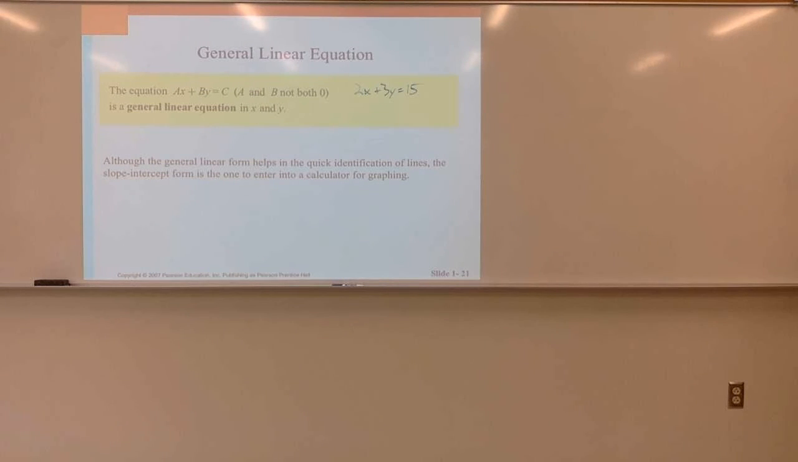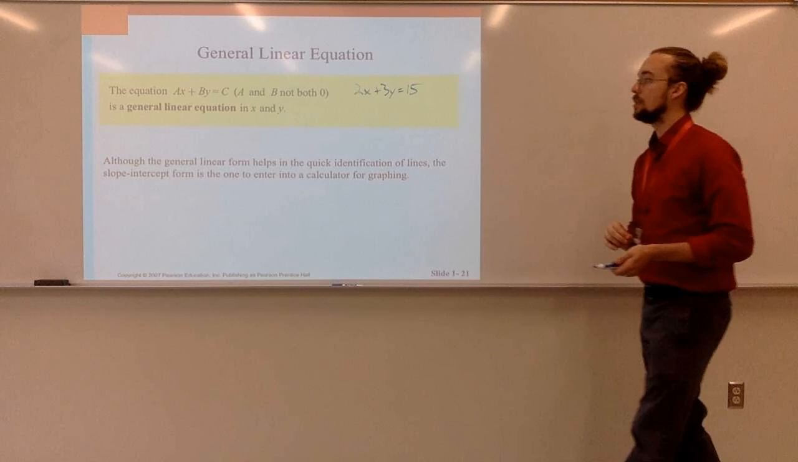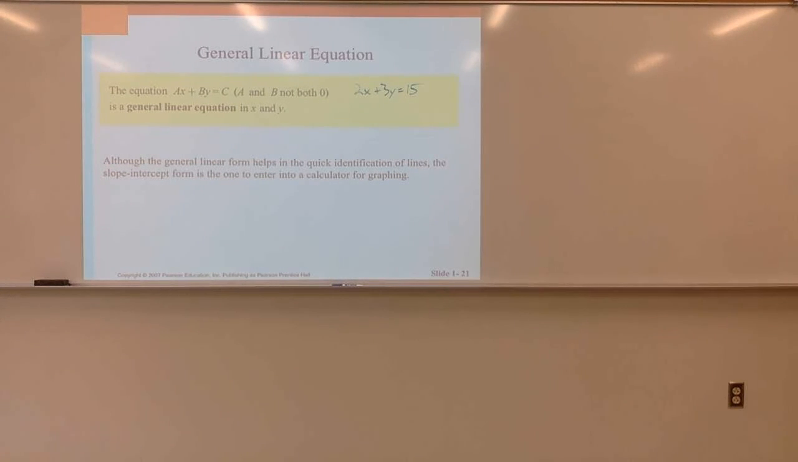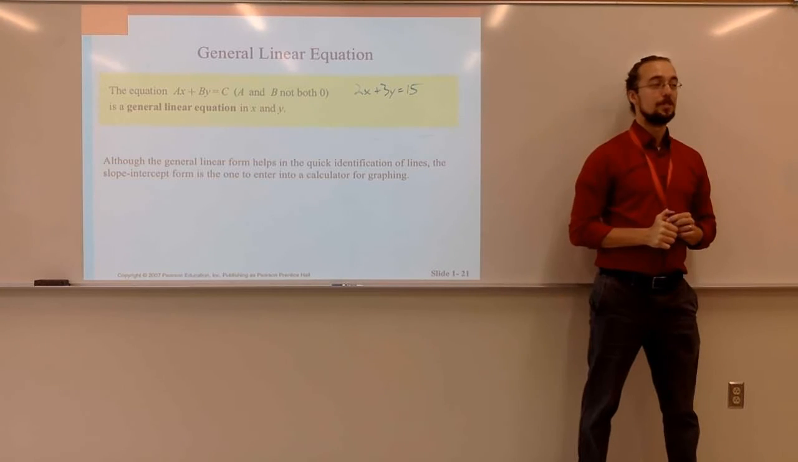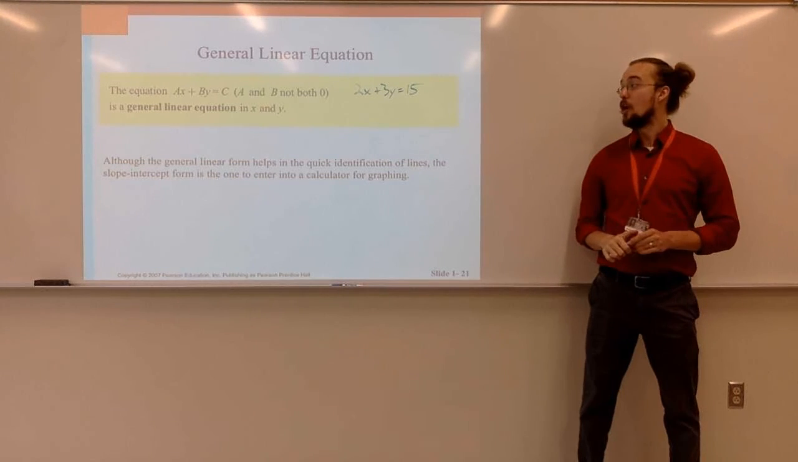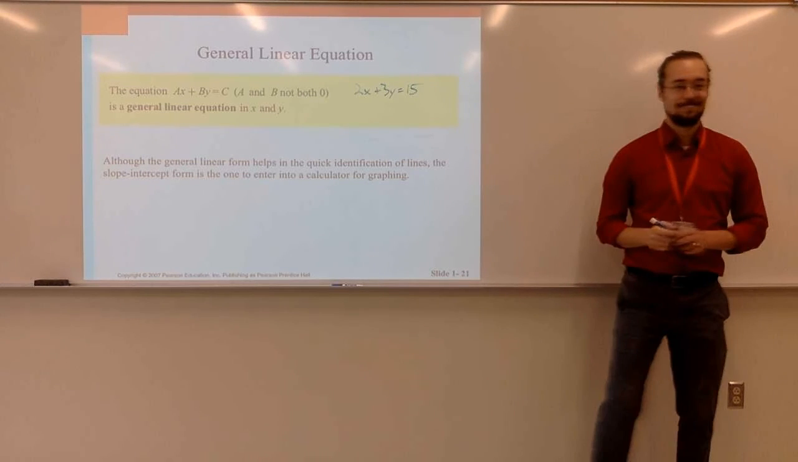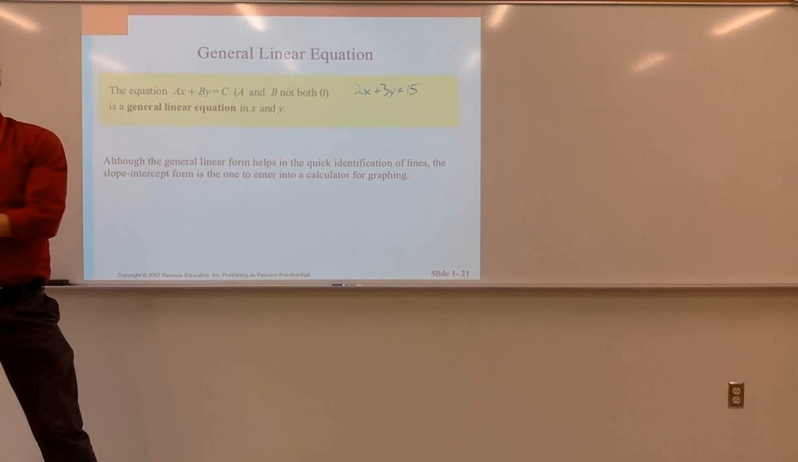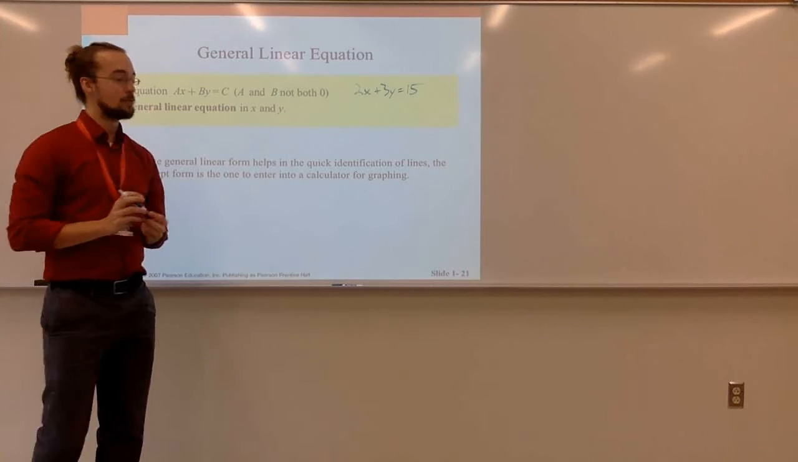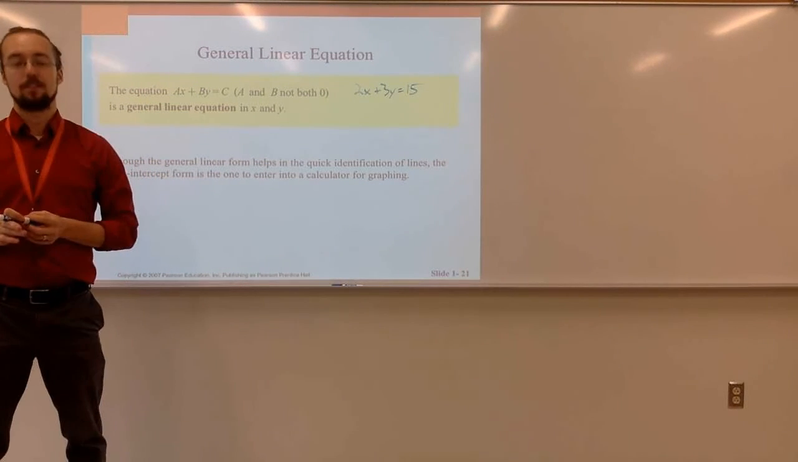So, if I ask you what the slope was, what would you tell me here? What's the slope of this line? 2x plus 3y equals 15. A bunch of different answers. Almost. Why is it not -2? There you go.